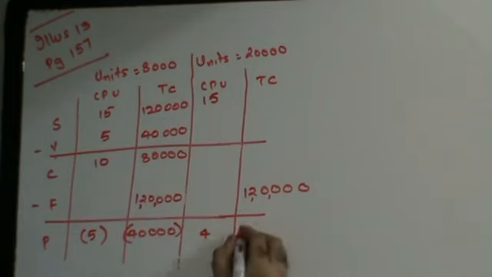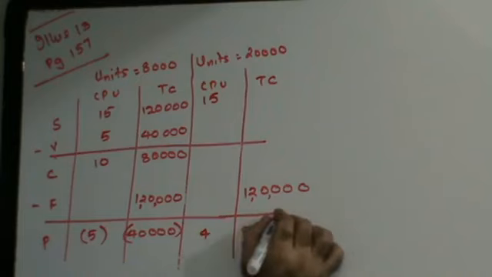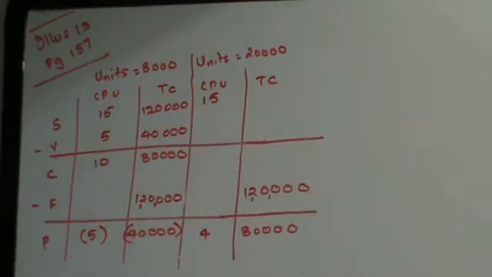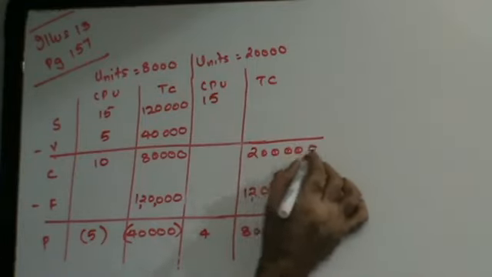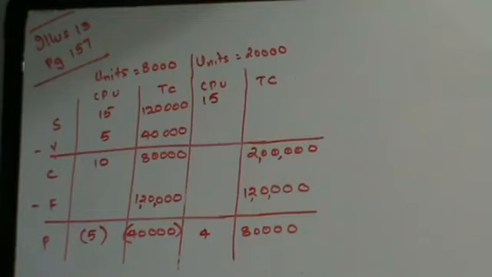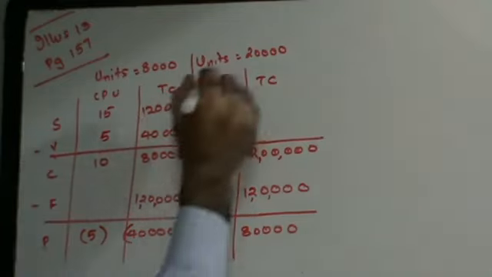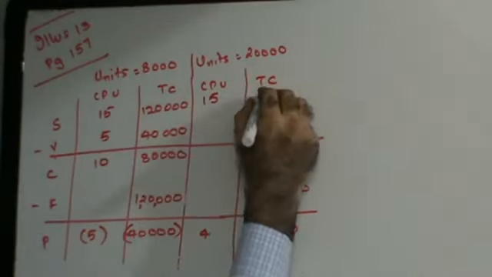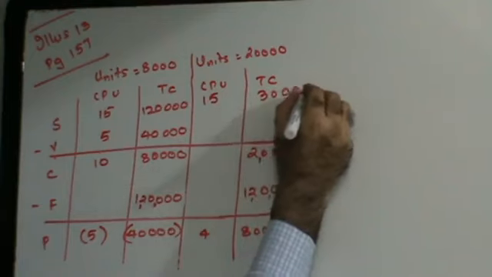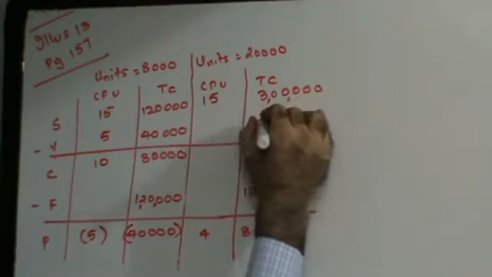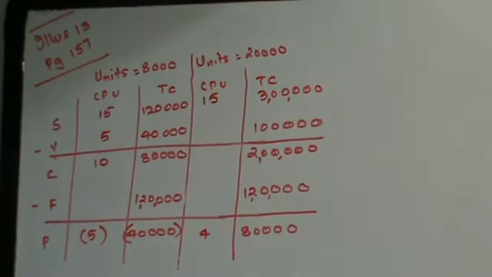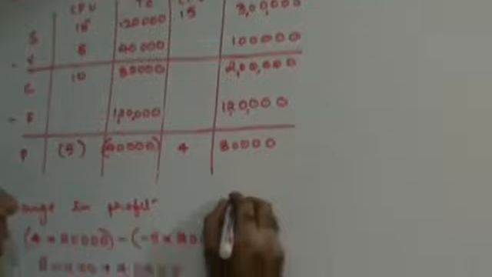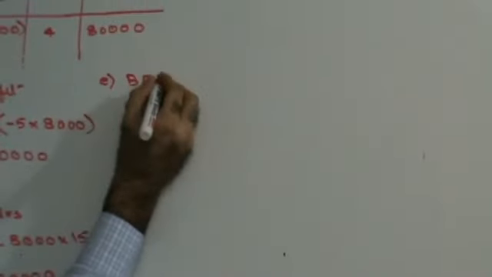Now 4 twos are 8 and 4 zeros, so this is going to be 80,000. This is going to be 2 lakhs because 2 lakhs minus 1,20,000 will give you 80,000, right? I also know 15 twos are 30 and 4 zeros, so 3 lakhs, that means variable cost here is going to be 1 lakh. Your table is complete. Last thing that you have to find out is BEP.